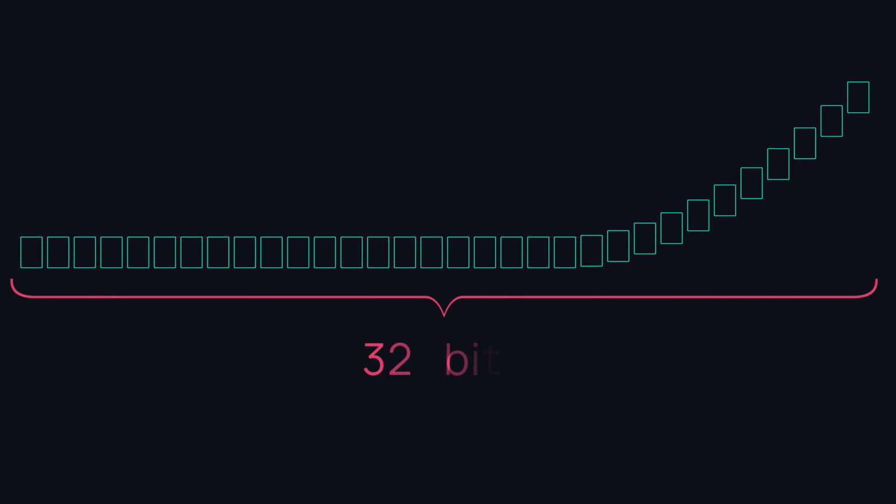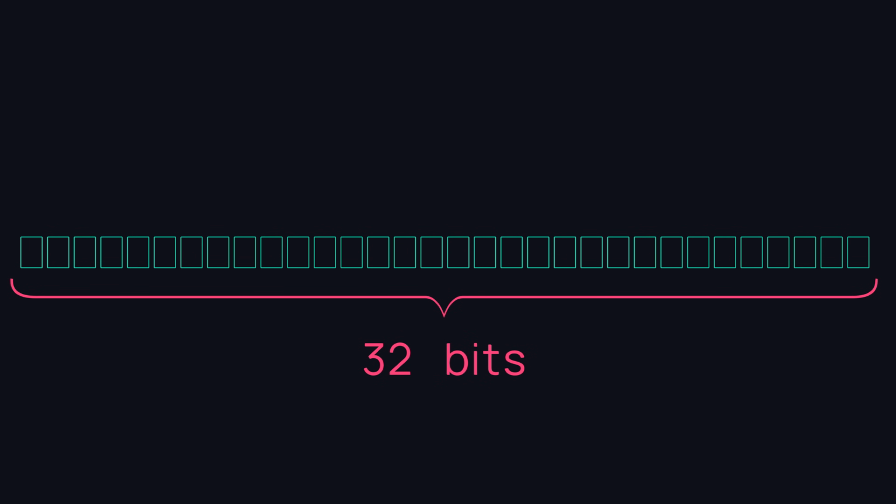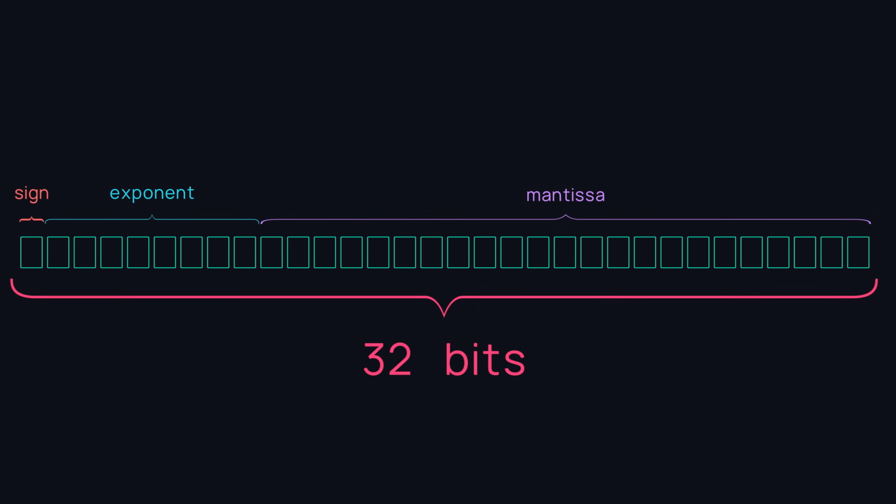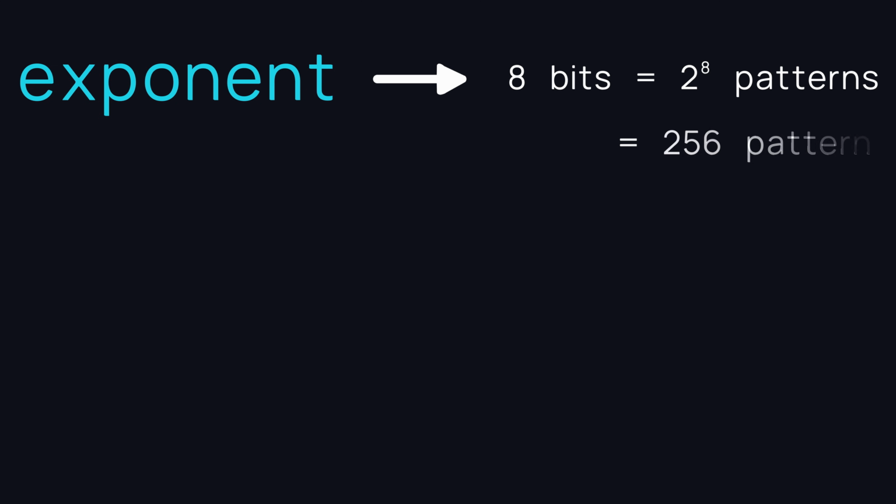A float occupies 32 bits of memory. The first bit is the sign, 0 for positive numbers and 1 for negative numbers. The next 8 bits store the exponent, and the remaining 23 bits store the mantissa. Now let's focus on the exponent. Since we have 8 bits, we can represent 256 different bit patterns.